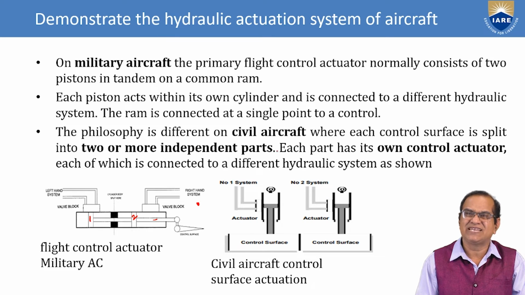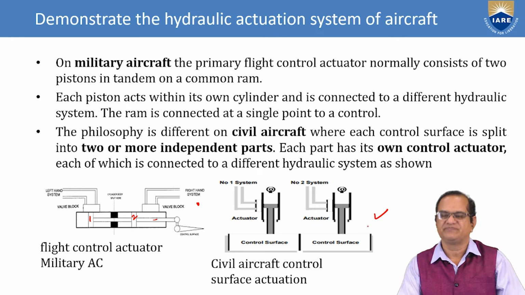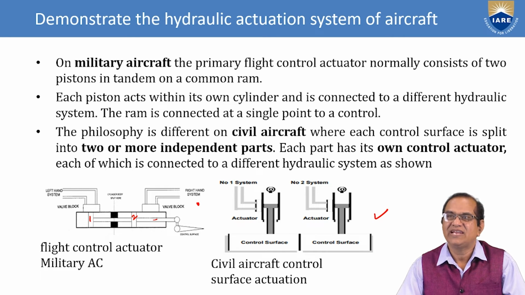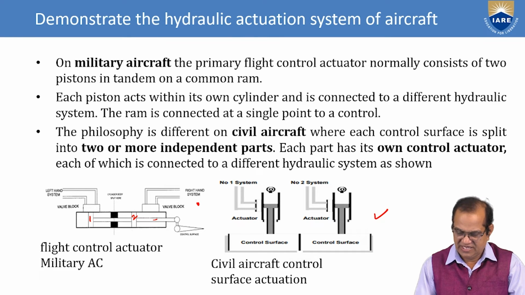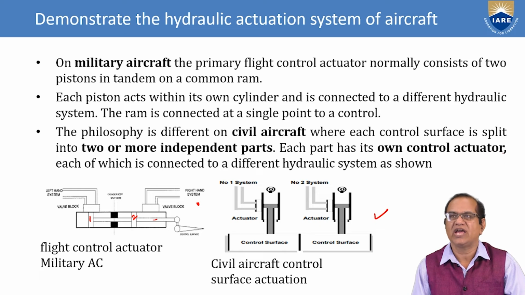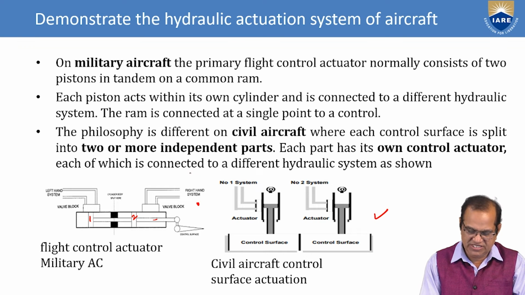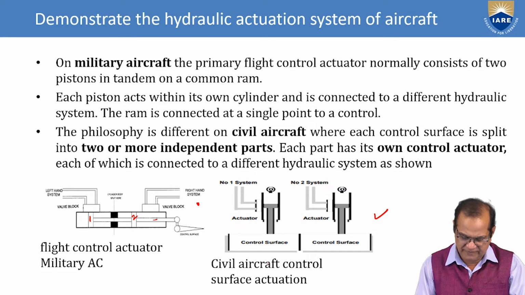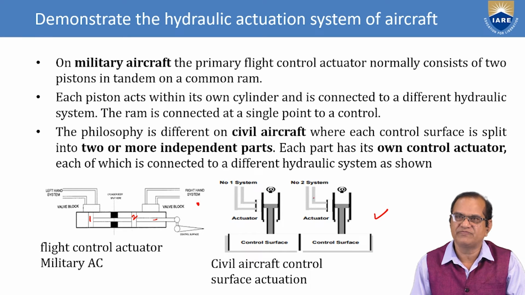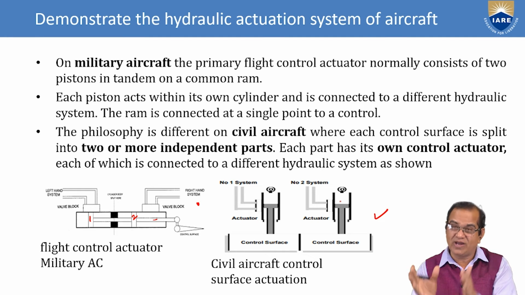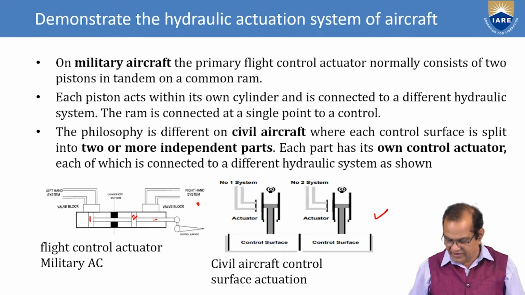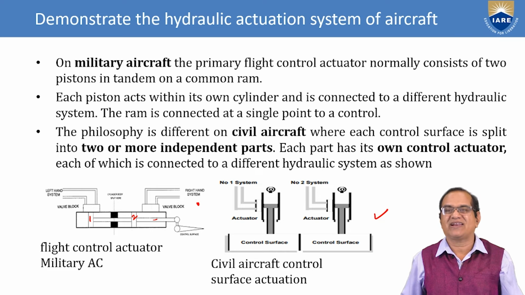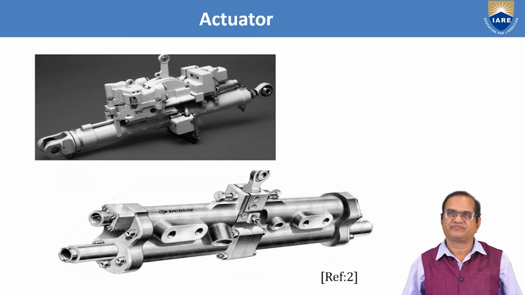Now the philosophy of the civil aircraft, if you see, this is for the civil aircraft. Each control surface is split into two or more independent parts, each part has its own control actuator, each of which is connected to a different hydraulic system as shown here. So number 1 system, number 2 system, and actuators are here, control surfaces are here. So we have two separate systems. If one fails, another can work. So the redundancy in the civil aircraft is much more than in the military aircraft.